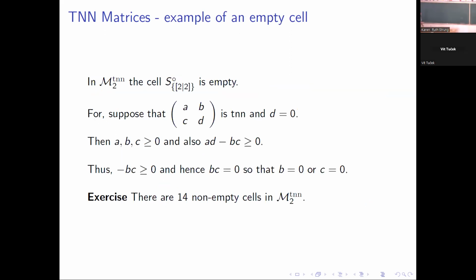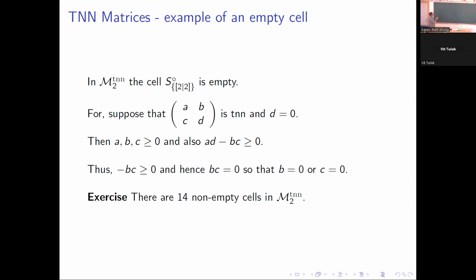Right. So to show you that cells can be empty, let's look at the cell associated to just this minor. So this is a 2-2 entry of a matrix. I want just this minor to be 0 and my matrix to be totally non-negative. So I will have a matrix of this form, A, B, C, D, and D will be 0.